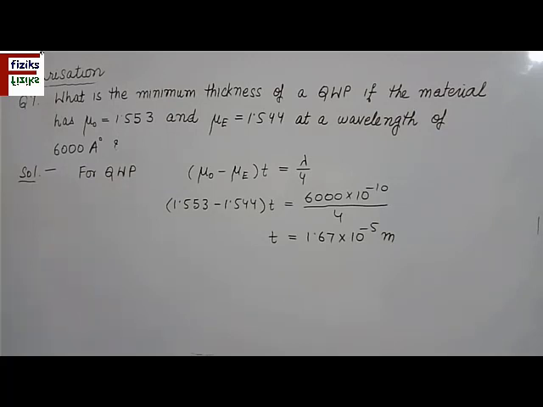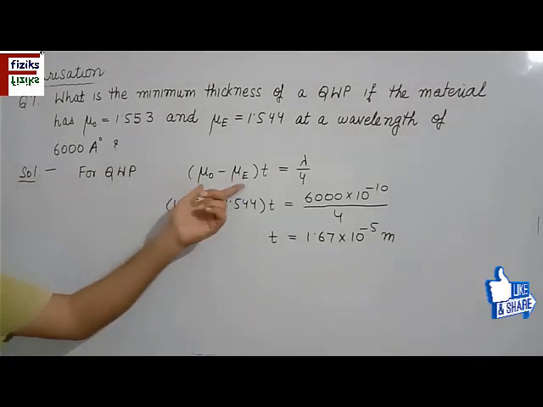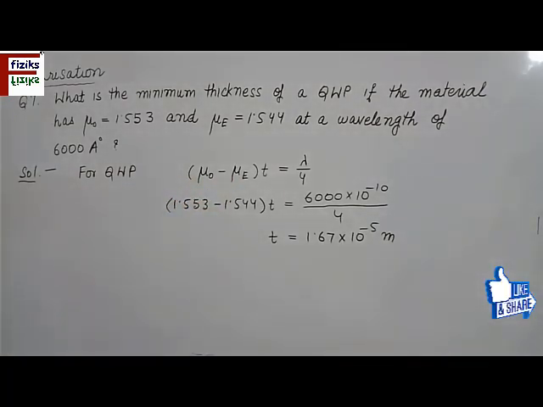So here for quarter wave plate, the formula is the optical path difference between the O ray and E ray should be equal to lambda by 4.